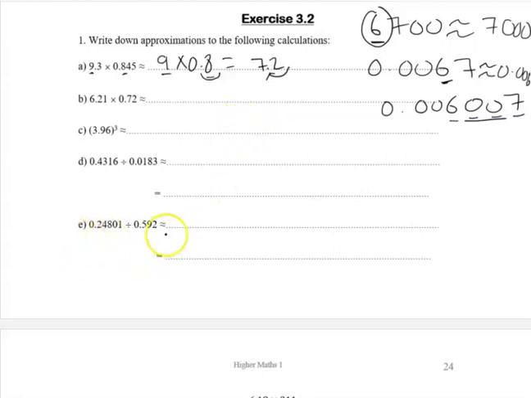Now we're going to do question E. Round it all to one significant figure. So we're going to get 0.2 over 0.6. Now, we want to deal with whole numbers. So what we're going to do is multiply the numerator and denominator by 10. So we're going to get 2 at the top and 6 at the bottom. This can be simplified further into 1 over 3.